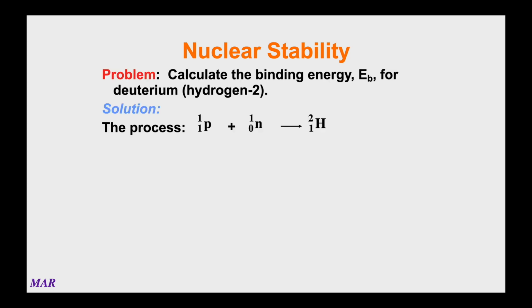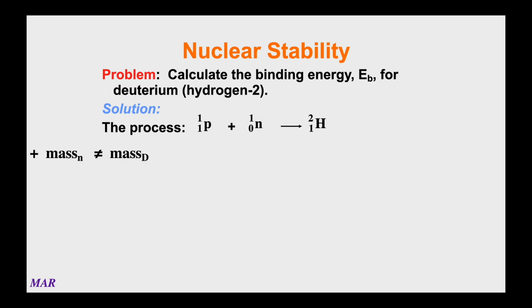Let's calculate the binding energy for making deuterium. Deuterium is an isotope of hydrogen. It's hydrogen-2. Deuterium is sometimes referred to as heavy hydrogen. But anyway, in this process, you would take 1 proton and 1 neutron and add them together to make hydrogen-2. And you can see this is a balanced reaction. The protons plus the neutrons making the atom is what you want to do for these binding energy calculations.